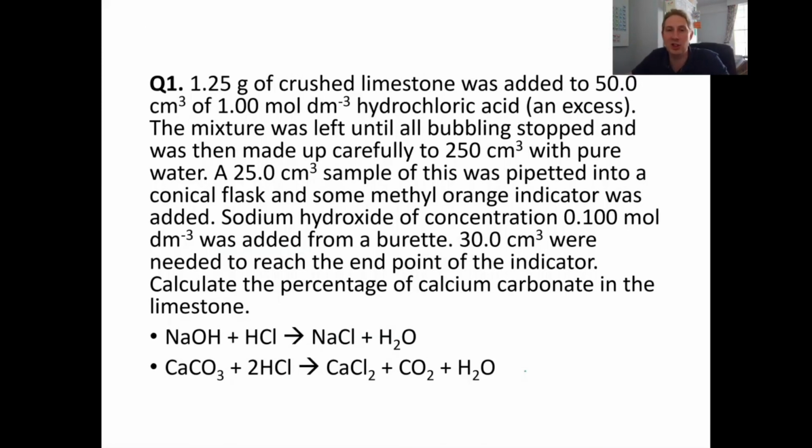Here's a question for you to think about. You can have a go at this yourself, draw it out, try and work backwards from the titration. 1.25 grams of crushed limestone was added to 50 cm³ of 1 mol dm⁻³ hydrochloric acid, which was in excess. The mixture was left until all bubbling stopped and was then made up carefully to 250 cm³ with pure water. A 25 cm³ sample of this was pipetted into a conical flask.